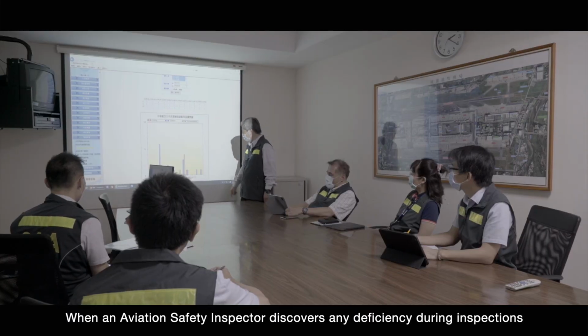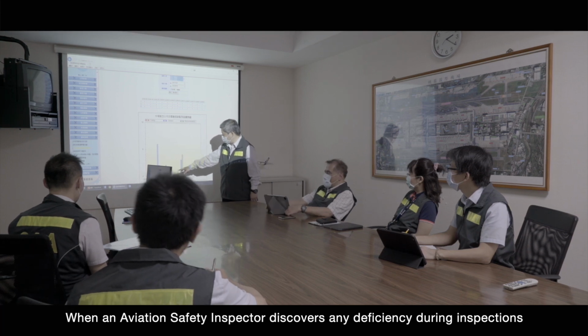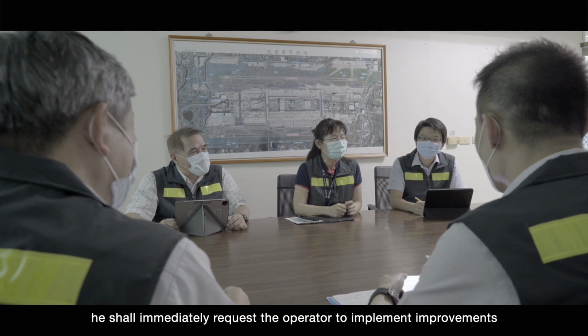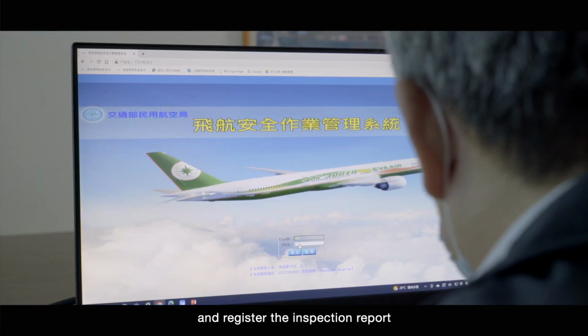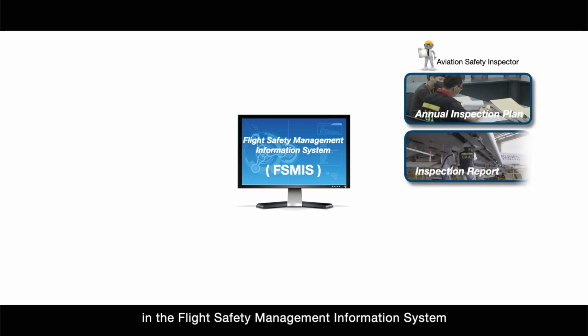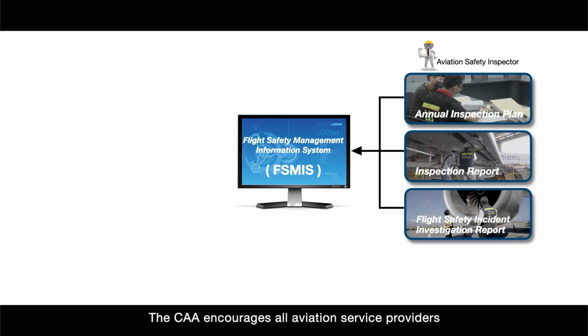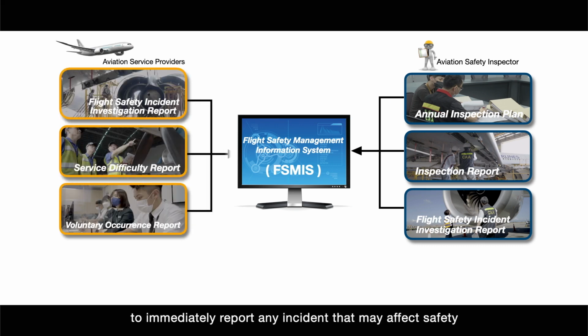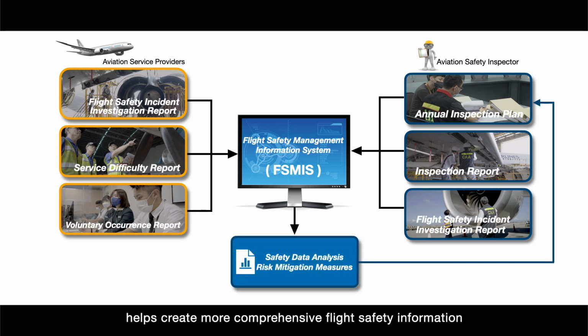When an aviation safety inspector discovers any deficiency during inspections, he shall immediately request the operator to implement improvements and register the inspection report in the Flight Safety Management Information System. The CAA encourages all aviation service providers to immediately report any incident that may affect safety. The data collection, analysis, and management on the platform helps create more comprehensive flight safety information.